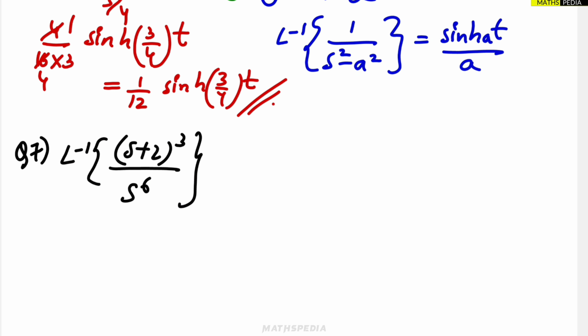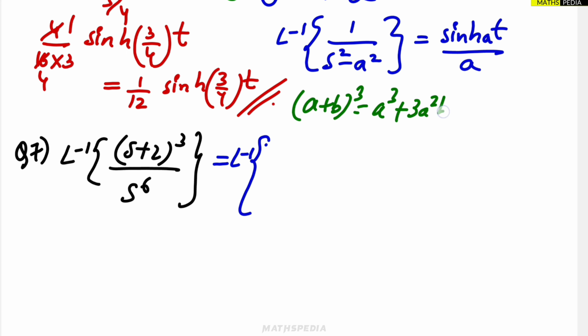So we are not having any direct formula for this, right? We have not studied any direct formula. You can observe that you can go by the 1 by s formula, but the thing is that the numerator also has something sitting there. So first we'll expand and see whether we are getting something or not. So Laplace inverse of s plus 2 the whole cube has come. What is the formula for a plus b the whole cube? We have studied it: a cube plus 3a square b plus 3ab square plus b cube. This is the formula, right?